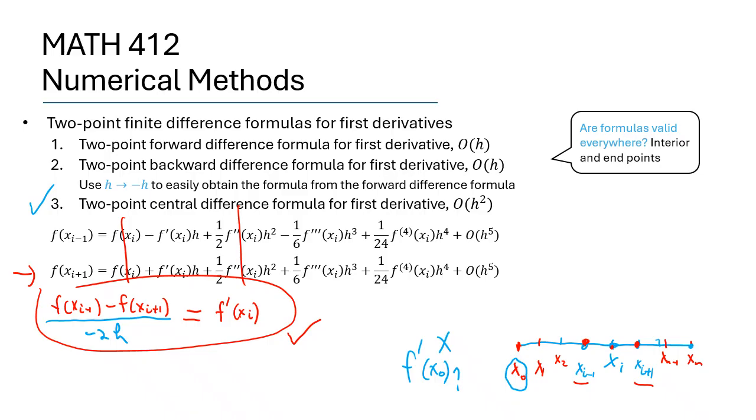Same reason it's not valid for the right endpoint x sub m, because when i is m, you have i plus 1, m plus 1. We do not have such a point, x sub m plus 1. So therefore, this formula cannot be applied to the first point or to the last point. Be always very careful. Finite difference formulas each have their own constraints. They may not be available at a point.